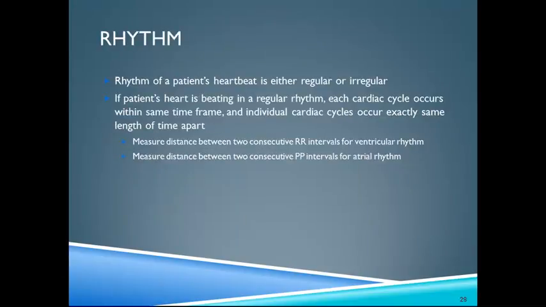Rhythm. Rhythm is a patient's heartbeat that is either regular or irregular. If a patient's heartbeat is a regular rhythm, each cardiac cycle occurs within the same time frame. An individual cardiac cycle occurs exactly the same length of time apart. Measure the difference between 2 consecutive RR intervals of the ventricular rhythm. Measure the distance between 2 consecutive PP intervals in the atrial rhythm.